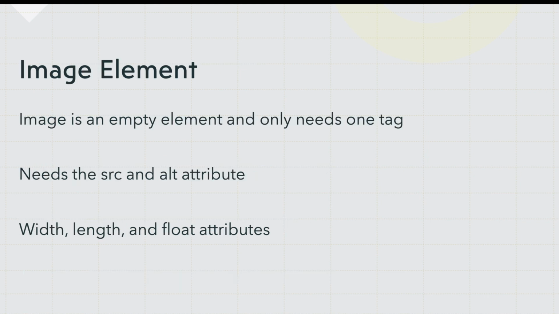Great. So image is an empty element and it does not need a closing tag, so it will just be img as the start tag. However, the source attribute and the alt attribute are necessary for images. The source attribute gives you the image location and lets the browser know what image we're actually using. And the alt attribute gives a description if the picture is not visible for some reason, or doesn't load, or if the user uses a screen reader, for example.